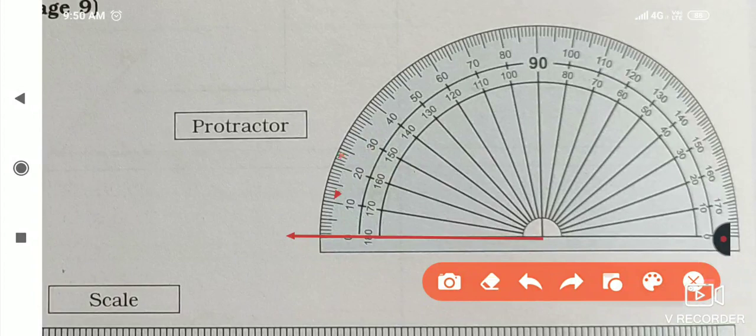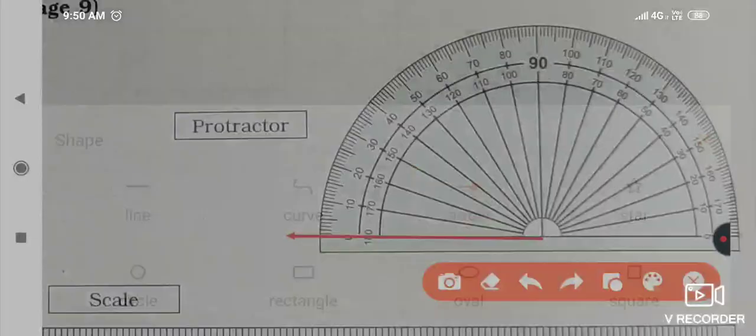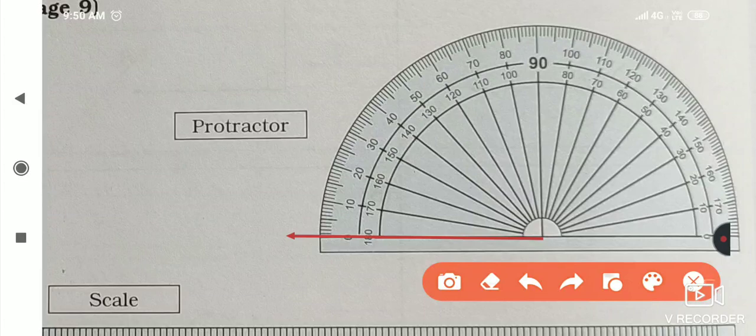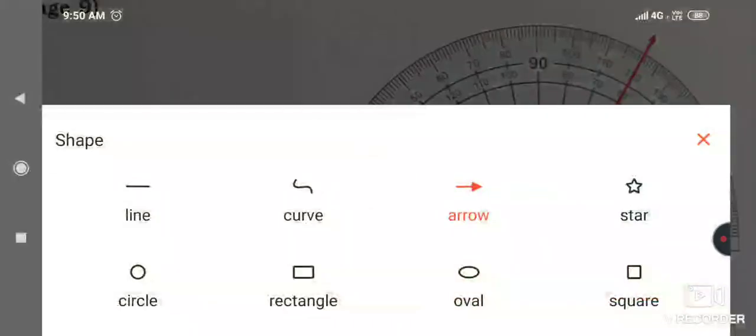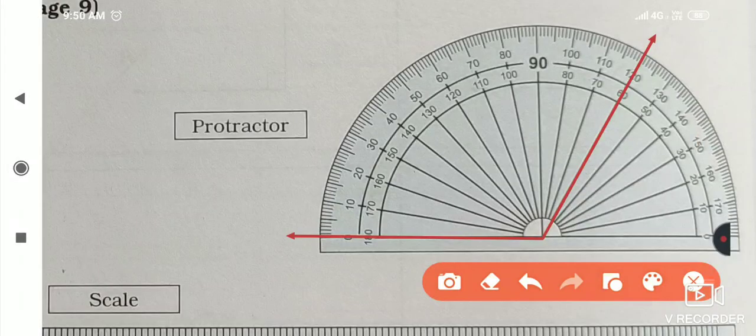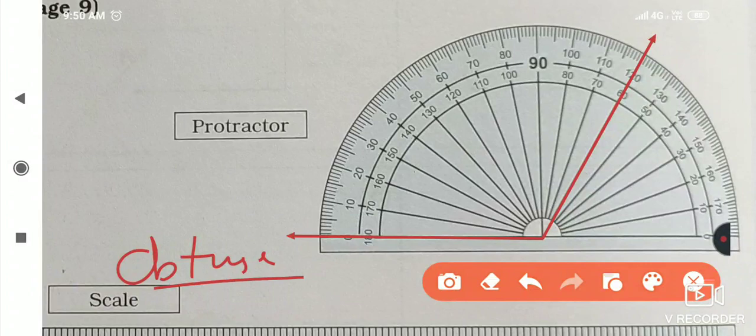Okay, so this is the ray, and I have to take 120 degrees from here, passing through 120 degrees. So this is my angle, it is 120 degrees. And what is the type of this angle? This type of angle is called an obtuse angle.